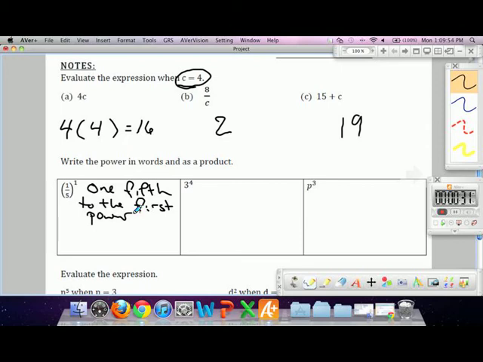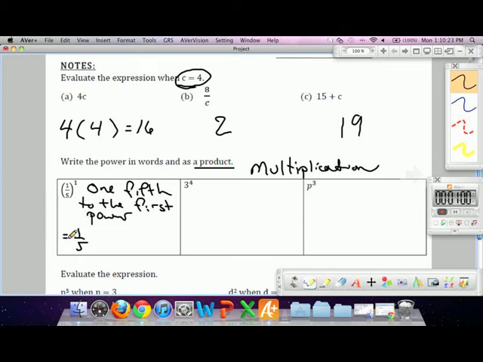And then as a product, or as multiplication, I'd say 1/5. And how many times do you need to multiply 1/5 by itself to get 1/5? Just once. Just one of them. As a product, it would just be 1/5, because there's only one of them.